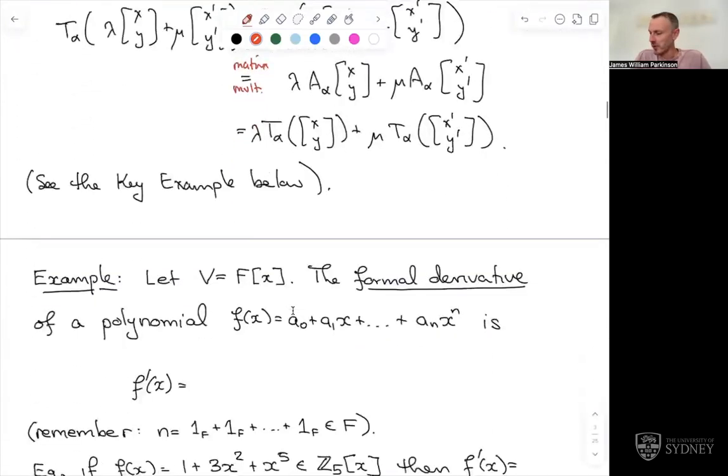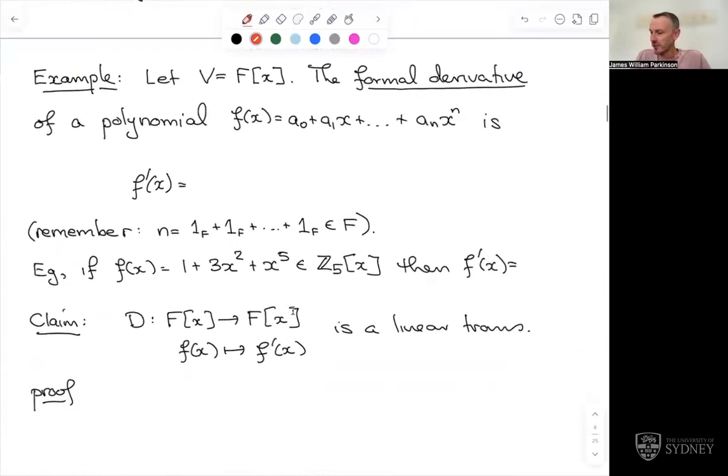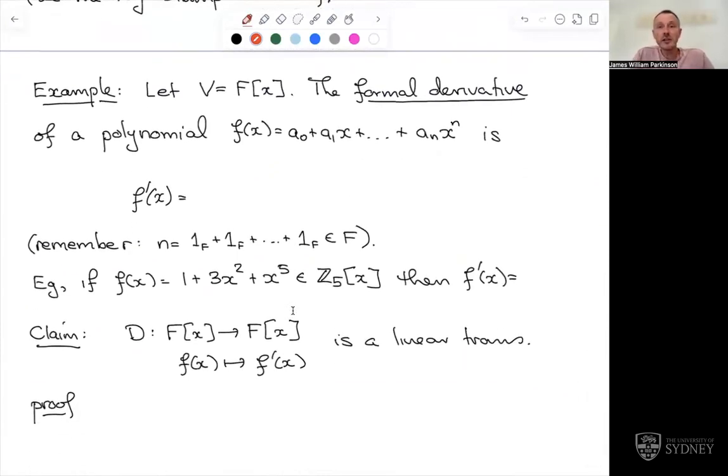All right, more examples, some more exotic examples of linear transformations. So now let's look at the vector space of all polynomials with coefficients in a field F. So not the real numbers or anything necessarily, just any old field. Then we can define something called the formal derivative of the polynomial by the formula you would expect: a1 plus 2a2x plus 3a3x squared, just by the normal formula for differentiation that you know and love.